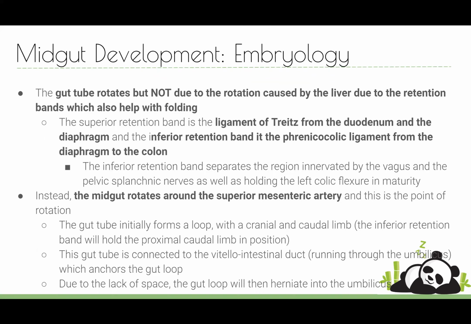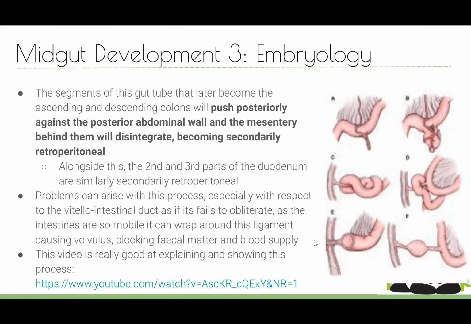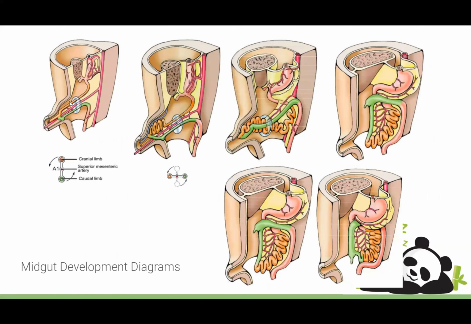The inferior one is important because it's how you separate the lower gut from the midgut. And it's where the vagus nerve's innervations will change later. But we'll talk about it in a second. So the midgut will rotate around the superior mesenteric artery. What happens initially is it forms a loop with a cranial and caudal limb. So cranial and caudal limb.